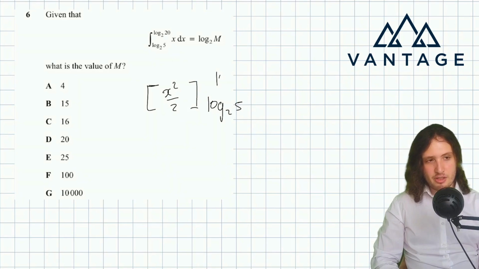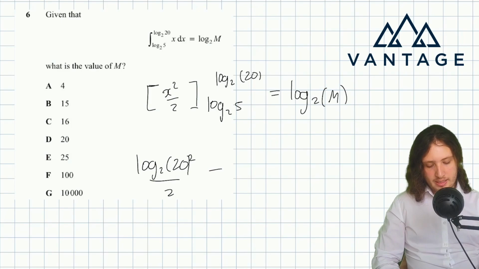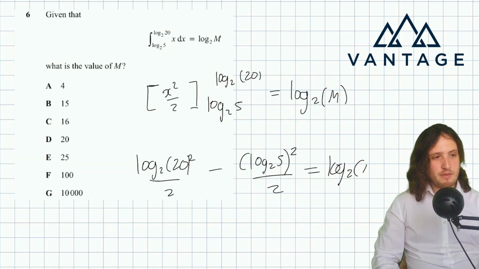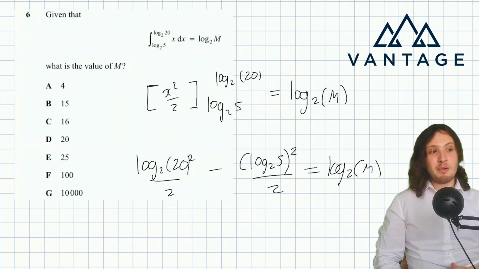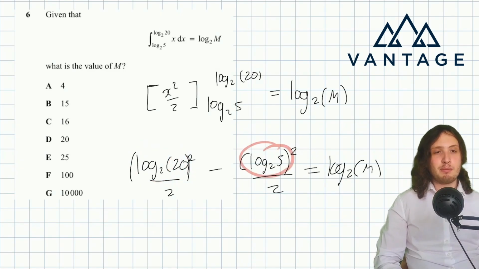Obviously, in any question to do with logs, we should be very, very alert to the possibility we want to use log rules. So plugging in those limits, I get log base 2 of 20 squared by 2 minus log base 2 of 5 squared by 2 equals log base 2 of m. Okay, so I just said we want to make sure we're using log rules. It is also important to make sure you don't hallucinate a log rule that doesn't really exist. So notice here that the square is not on what's inside the log, it's on the whole of the log. It's the log itself that's being squared.